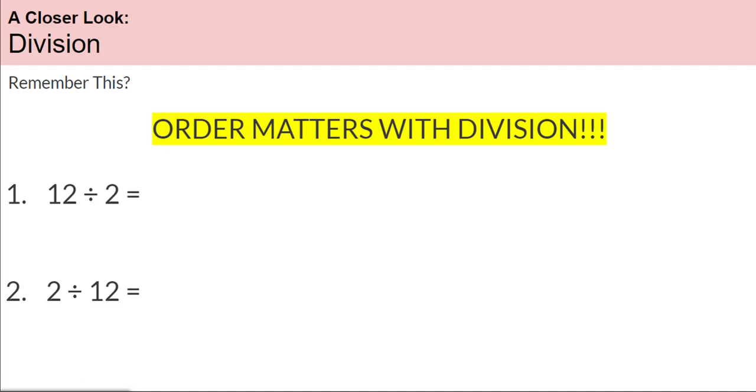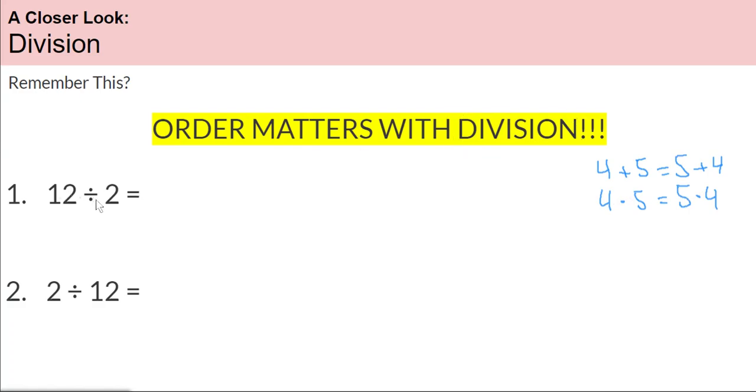Before we get started, one important thing with division: order matters. If you remember the commutative property, we could say 4 plus 5 is equal to 5 plus 4. We can flip them around. And we can do the same thing with multiplication. 4 times 5 equals 20. 5 times 4 equals 20 as well. So we can do that with addition and multiplication. We cannot do that with subtraction and division.